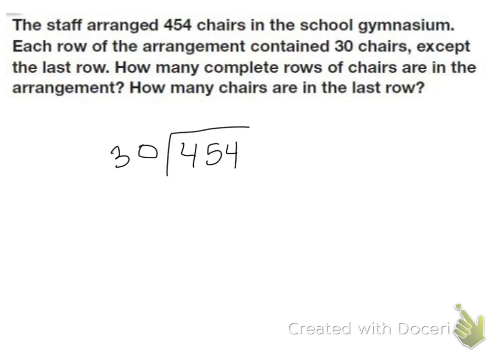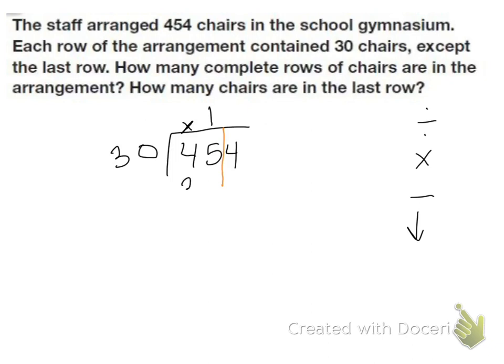Okay, so we follow the 4 steps. We go divide, multiply, subtract, and bring down. First we're going to think, what is 4 divided by 30? Well, I can't do 4 divided by 30, so I like to put a little X here showing that I can't do that. It helps me keep my numbers in the right place value. So then I'm going to do, what is 45 divided by 30? I know that 45 divided by 30 is 1.